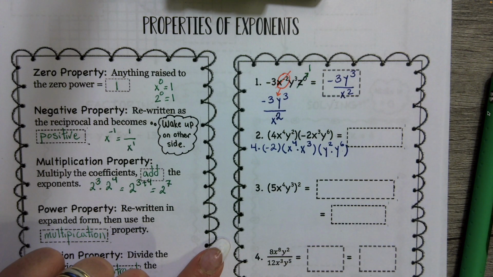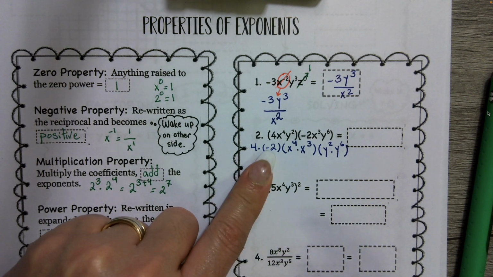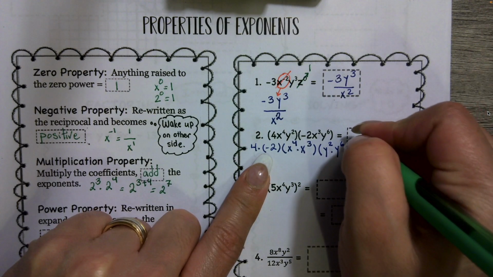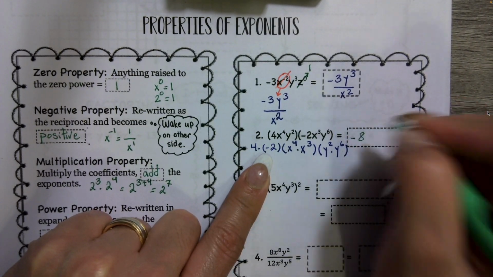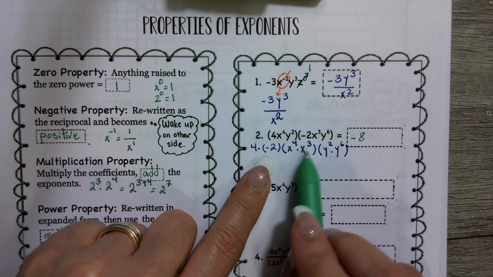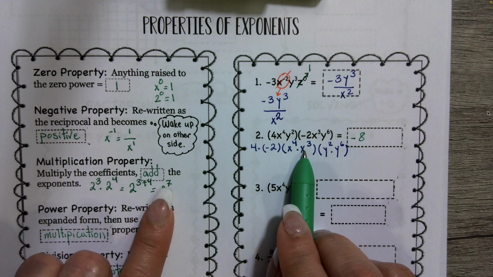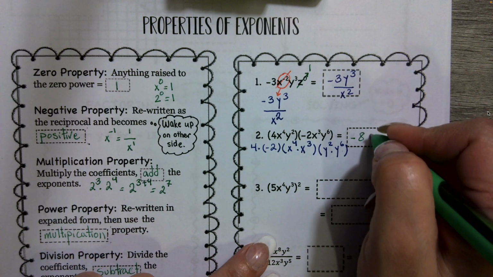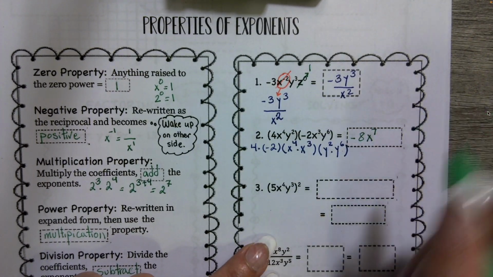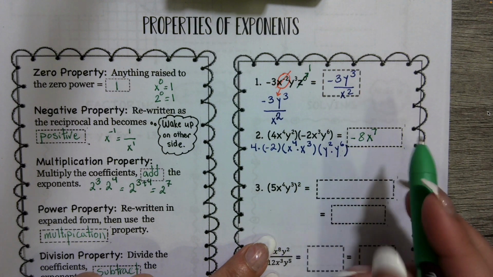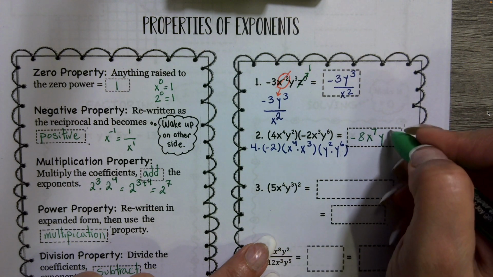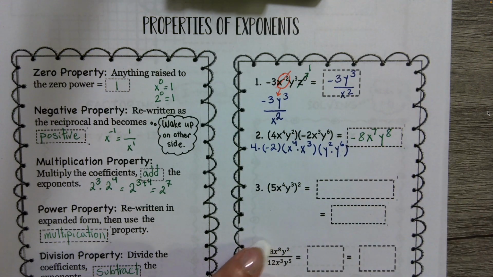Am I right? Okay, so 4 times negative 2 is negative 8. When we have two that they're multiplied, the same one, like here, you just add the power. So it would be x to the power of 7. These two the same, so y to the power of 8. 2 plus 6 is 8. That would be your answer.